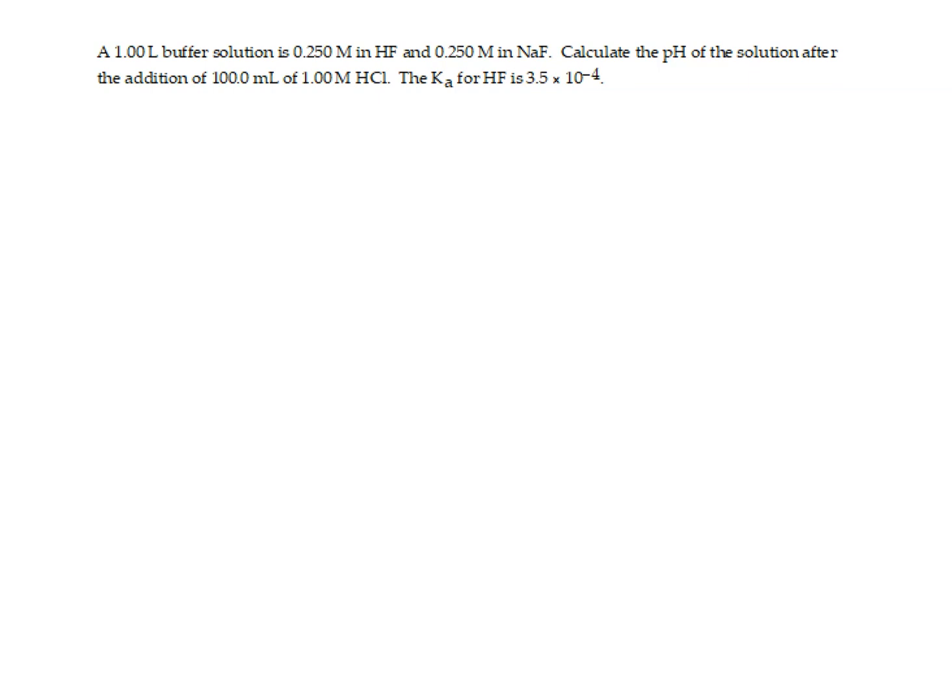Okay. So next one, we've got this 1.00 liter buffered solution, which is made up of 0.250 moles per liter of hydrofluoric acid and 0.250 moles per liter sodium fluoride. Remembering, sodium fluoride in solution will be sodium cations and fluoride anions, with the fluoride anion being the conjugate base to the weak acid, hydrofluoric acid. So what we're supposed to be doing here is calculating the pH of the solution after the addition of 100 milliliters of 1 molar hydrochloric acid. The Ka is given for hydrofluoric acid at 3.5 times 10 to the minus fourth.